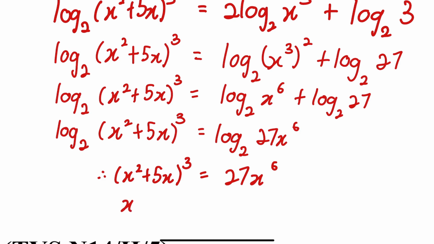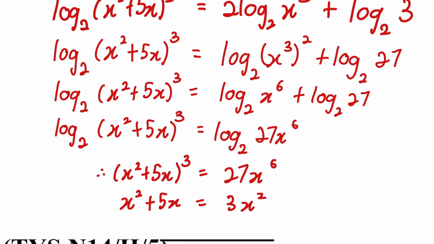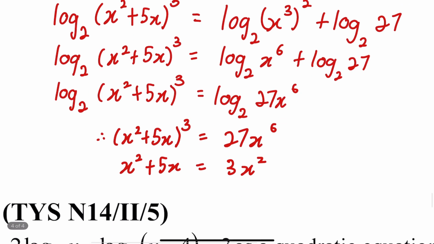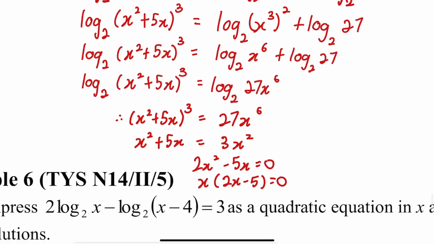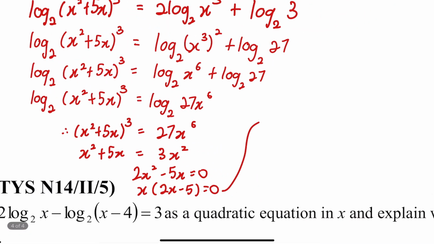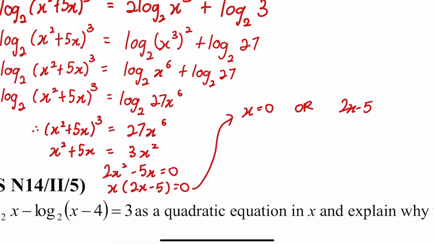So therefore, to find x squared plus 5x, I simply need to cube root both sides. Cube root of 27 is 3. Cube root of x power 6 is x squared. So this will give me 3x squared. Okay. Therefore, this means that over here, 2x squared minus 5x is equal to 0. Therefore, x times 2x minus 5 is equal to 0. By solving this equation, I will get x is equal to 0, or 2x minus 5 is equal to 0, which means that x is equal to 5 over 2.